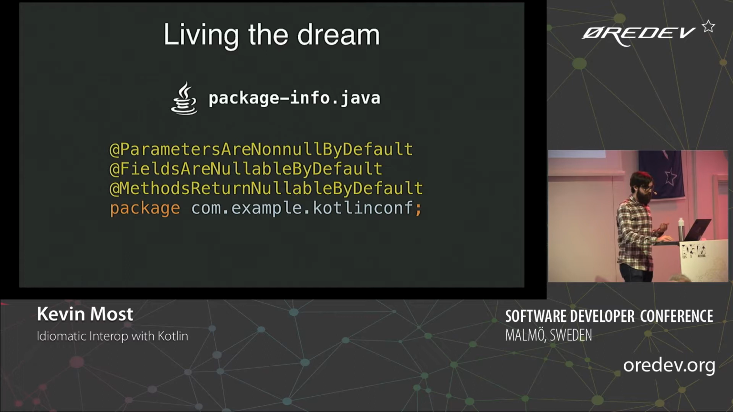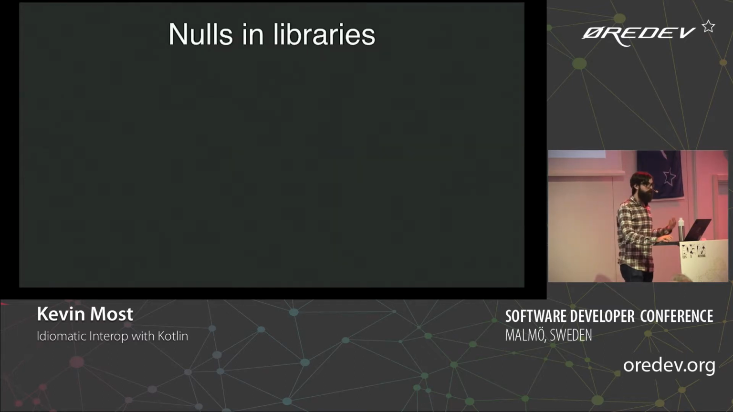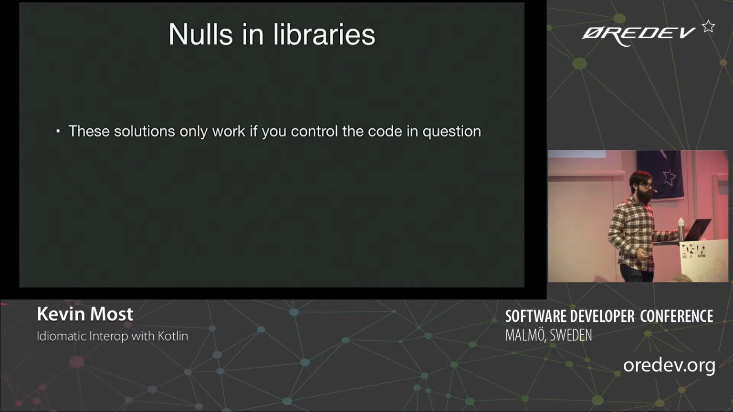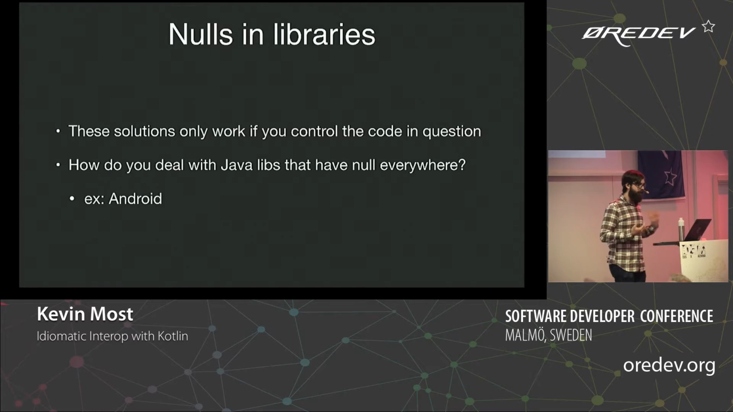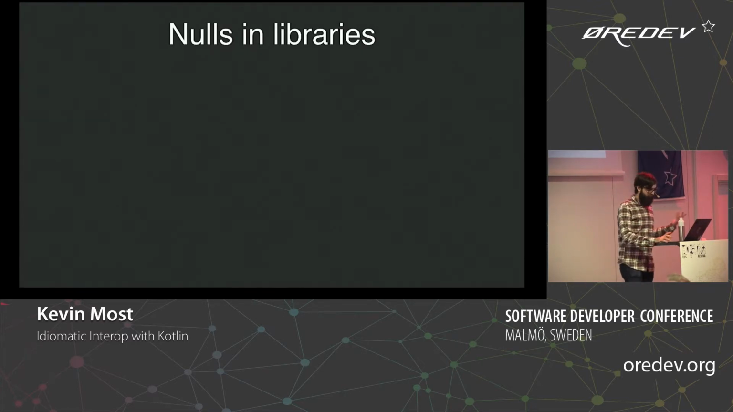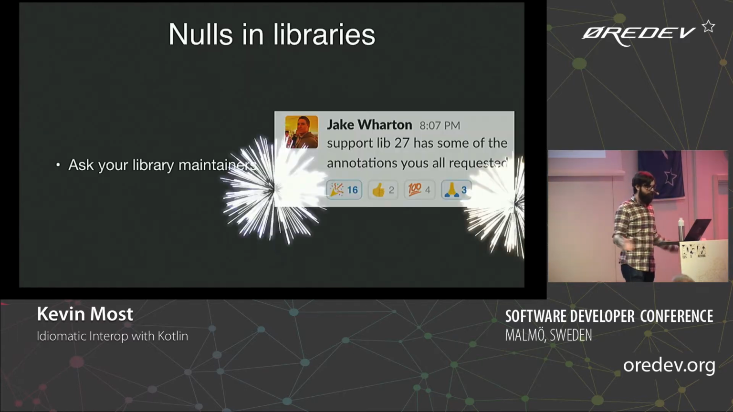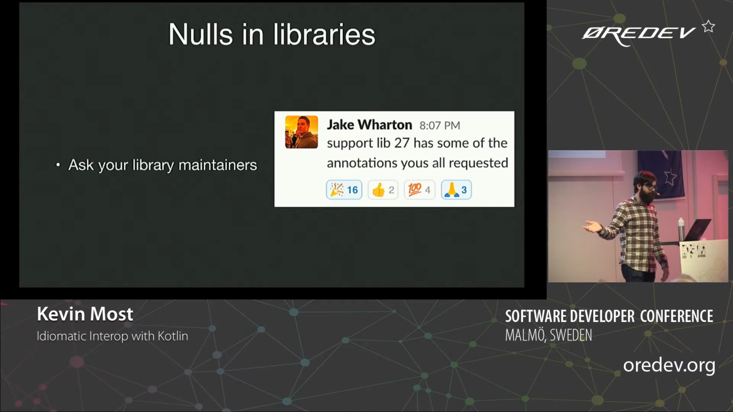Unfortunately, the next question is, what do I do about code that I don't control, right? So nulls and libraries, you can't just go in and annotate their package. How do I deal with Android, right? Android has nulls everywhere. So the answer is you have to go talk to the library maintainers. A while ago, Jake Wharton added to support library 27 a whole bunch of annotations, and now the support libraries in Android are super safe. And look at all those Slack emojis. Everyone was super happy about this.